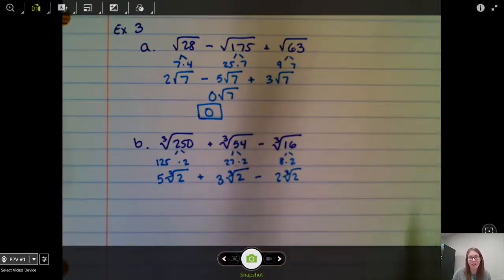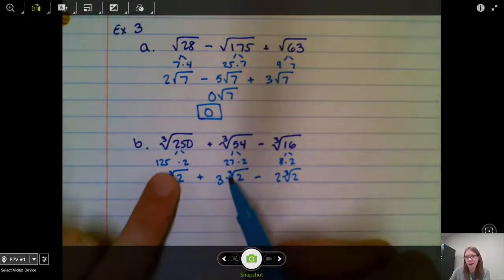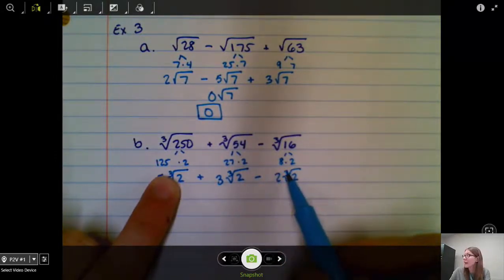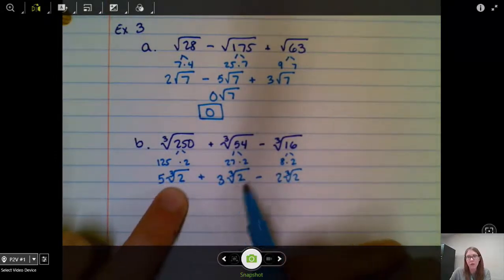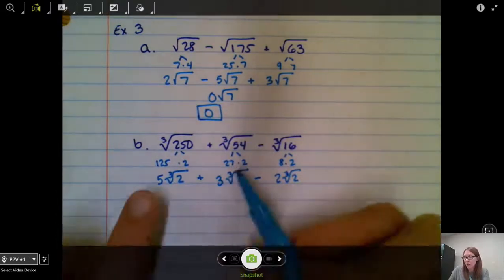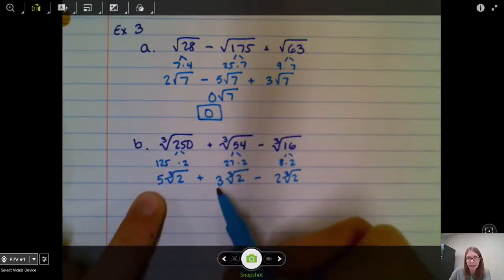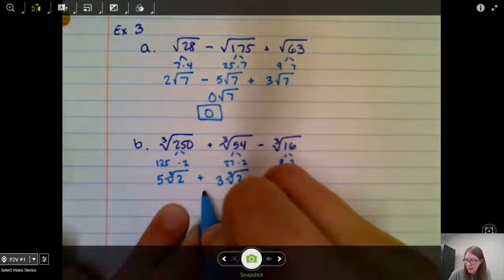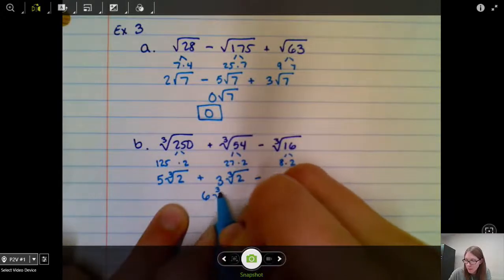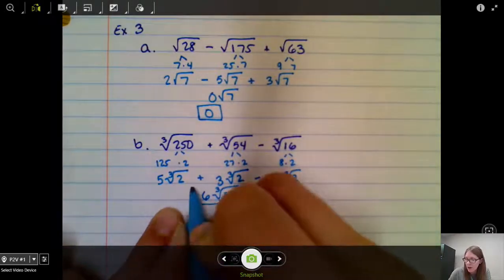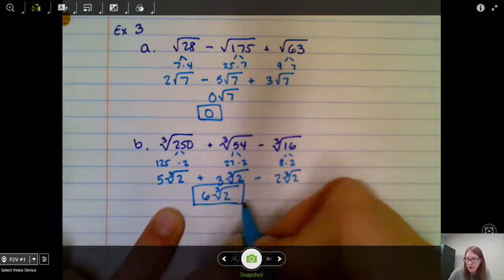After our simplifying here, again, my index is all the same, cube root for everything, and I have 2 underneath my radical. So I can do 5 plus 3 is 8, minus 2 is 6, cube root 2, and that is my answer, 6 cube root 2.